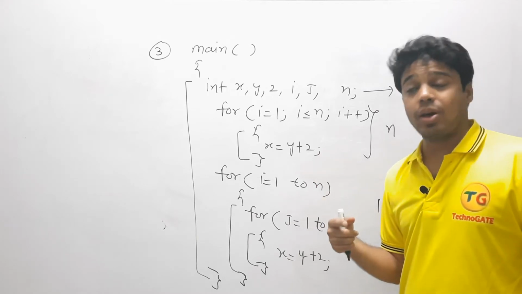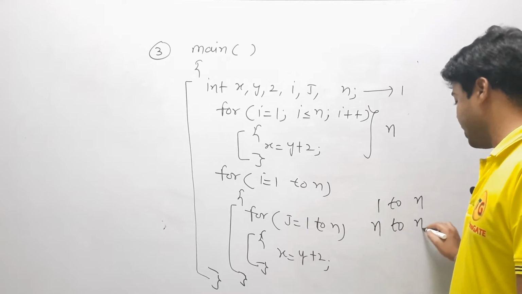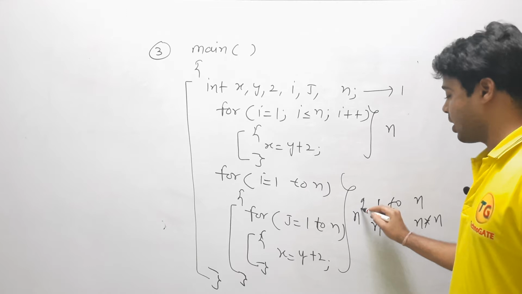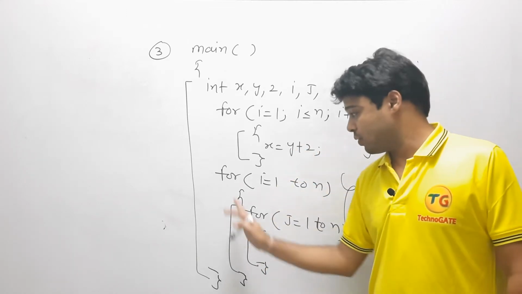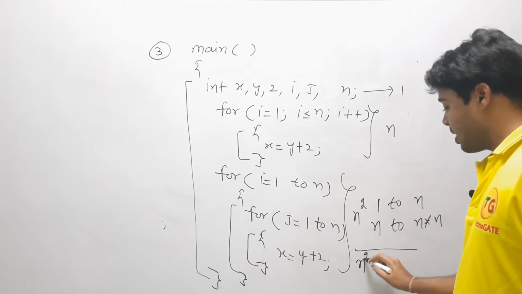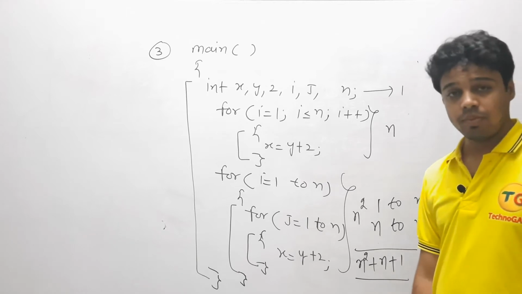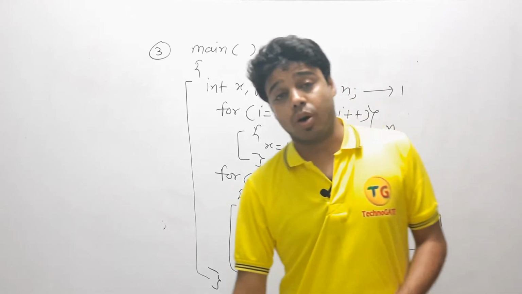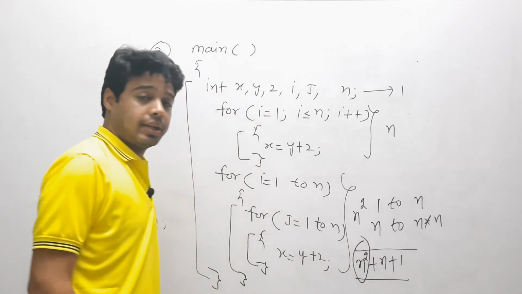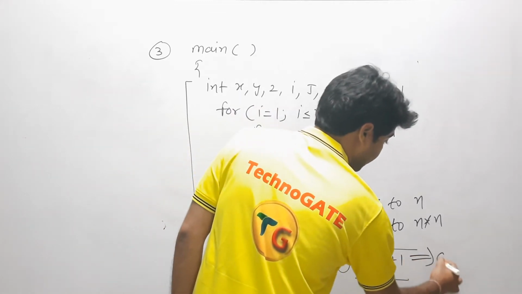So what is the maximum value of this for loop? n here. So for n, this goes to n into n, n square times. So what is the maximum time here? n square, because these are nested for loops, loop inside loop. So what is the total time here? n square plus n plus 1. So what is the maximum or bigger function here? n square. Time complexity depends on the bigger function. So what is the time complexity here? Order of n square.